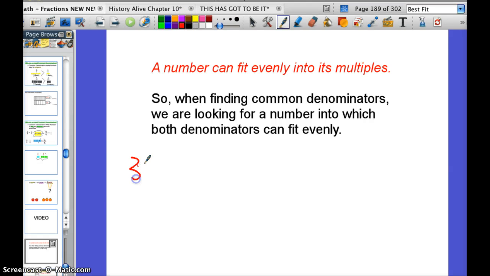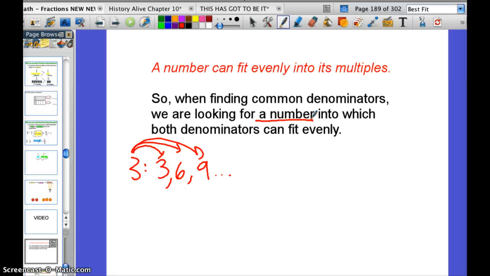For example, 3 can fit evenly into 3. 3 can fit evenly into 6. 3 can fit evenly into 9, and so forth. Okay, so at the same time, when we're thinking about common denominators, we are looking for a number into which both denominators can fit evenly. So both denominators must be able to fit evenly.